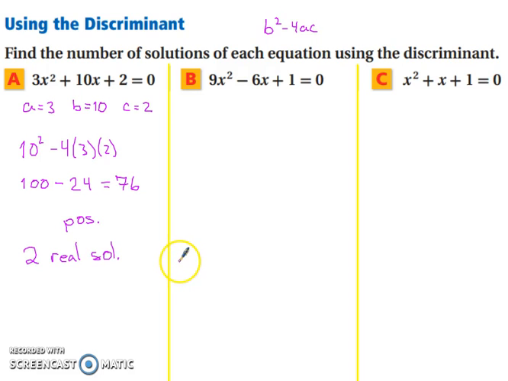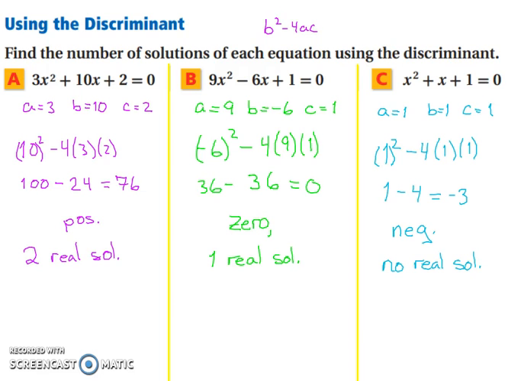Take a moment and pause the video and try B and C on your own. When you return to the video, the answer for both will be revealed below. And there you have it.